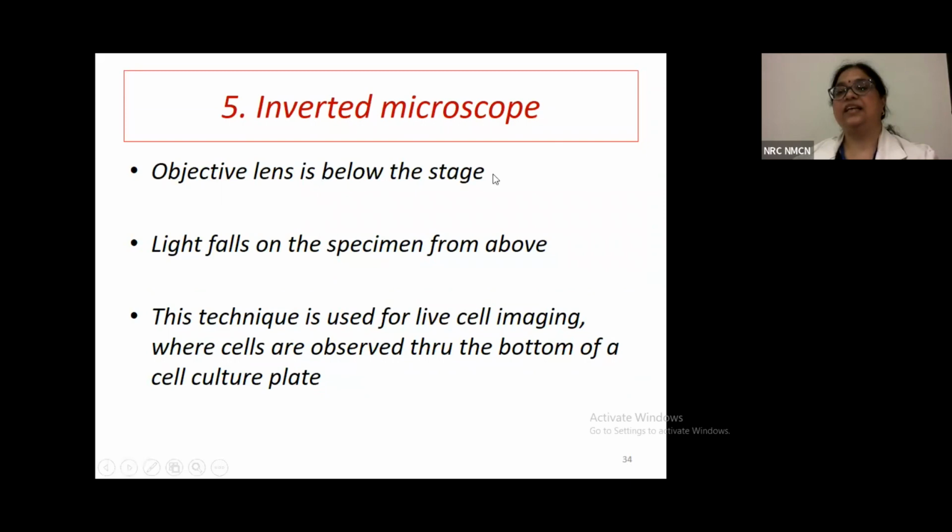The last is the inverted microscope. As the name says, inversion. The objective lens here is placed below the stage and the light falls on the specimen from above. Now, where can this technique be used? This technique is used for live cell imaging, where cells are observed through the bottom of a cell culture plate.